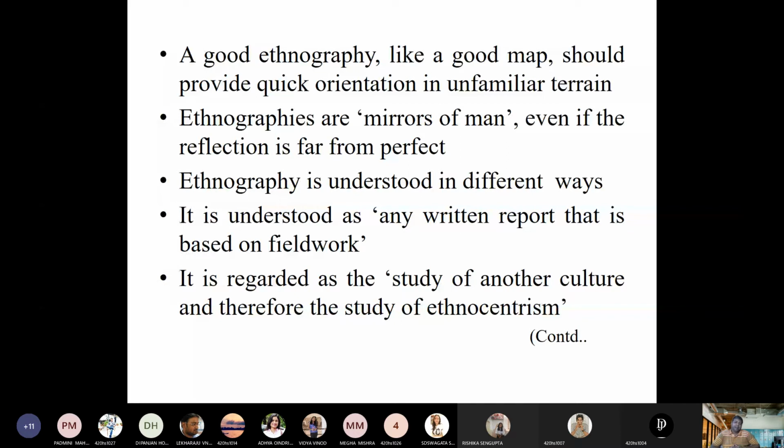Ethnography is understood in different ways. It is understood as a written report that is based on fieldwork. When somebody says I have written an ethnographic report, it means it is based on your field reports or fieldwork. It is regarded as the study of another culture and therefore the study of ethnocentrism. Means you go to study another culture in order to avoid ethnocentrism.